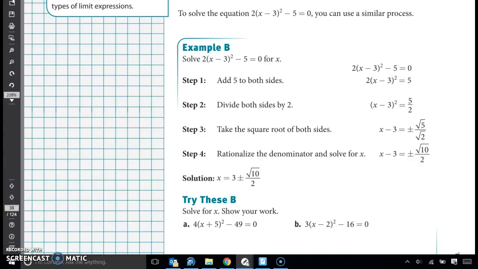We have this square as our next operation, so we're going to undo a square, so we square root both sides. So then we have x minus 3, everything that was inside our parentheses, equals plus or minus the square root of 5 over square root of 2. And then we're going to add 3 to both sides. So they skipped a step from here to here. Let's add that step in. So they have x minus 3 equals plus or minus square root of 5 over square root of 2. So we're adding 3 to both sides.